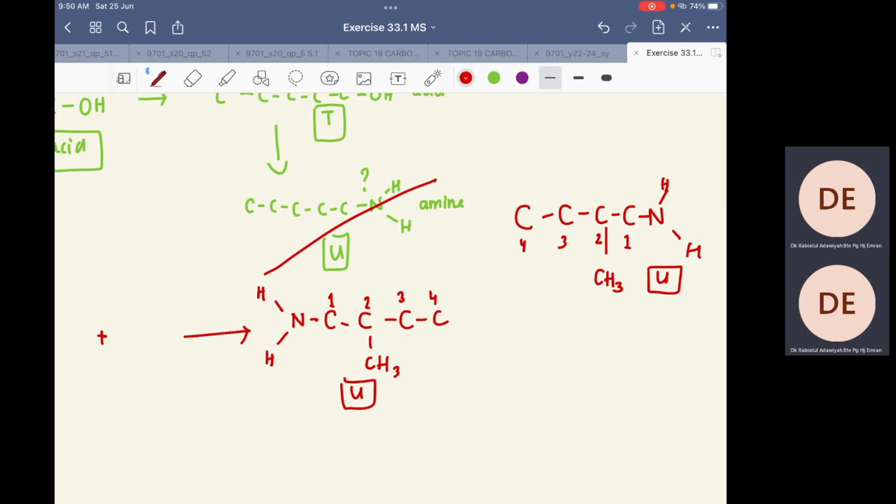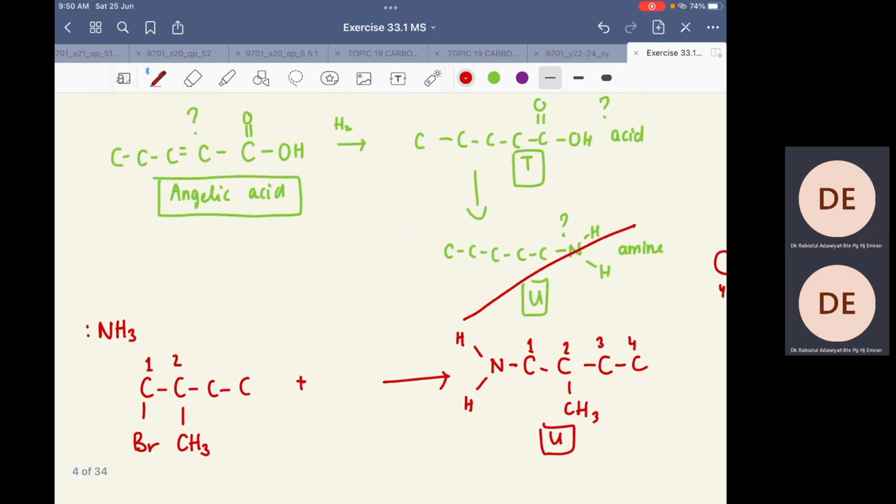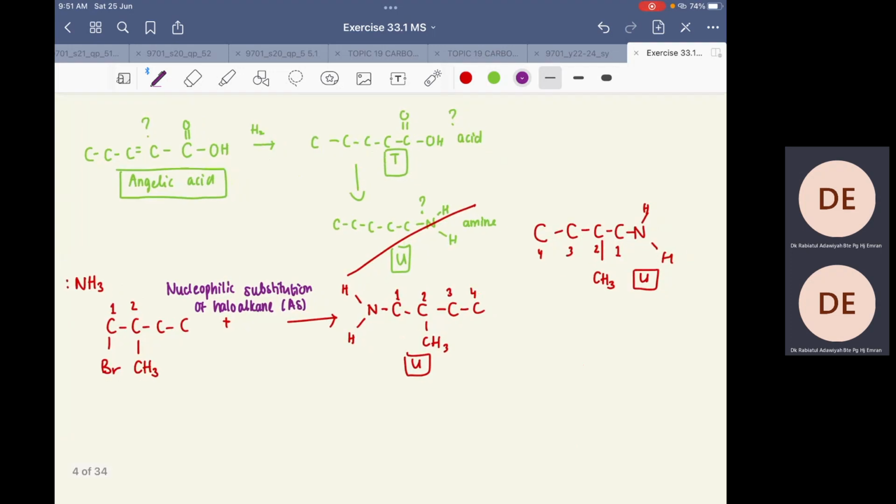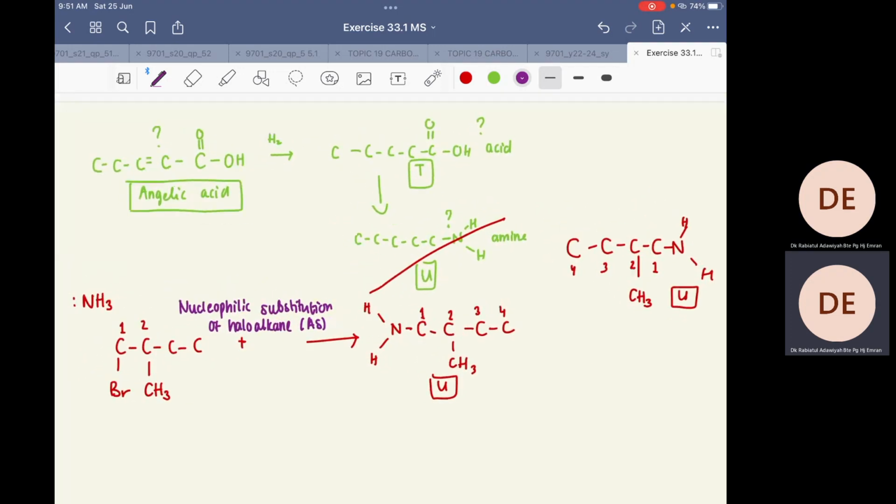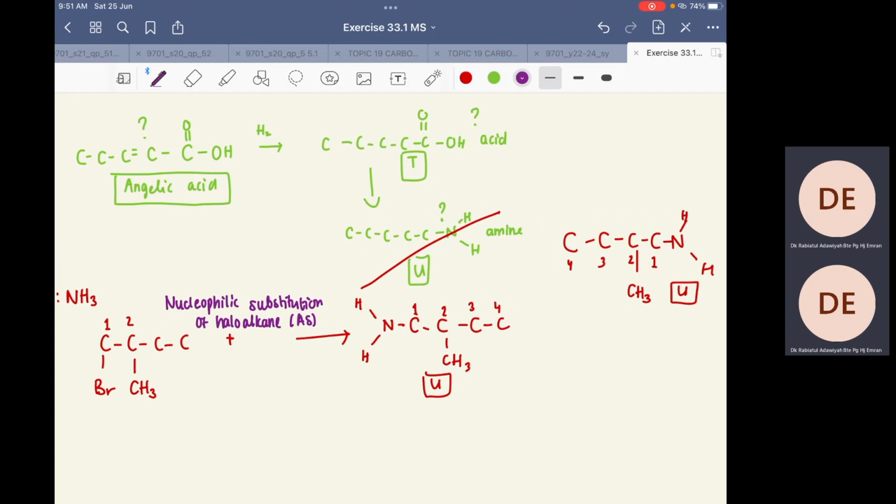Are we all okay? This reaction, I will just mention, is a nucleophilic substitution of halogenoalkane. And this is your AS stuff, if you want to look back. I'll let you copy this part first, and then we will work our way back to the starting material, because that's easier.